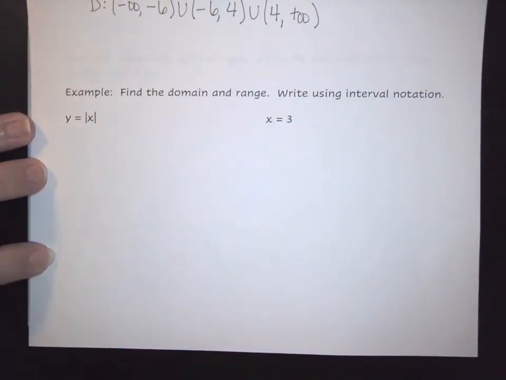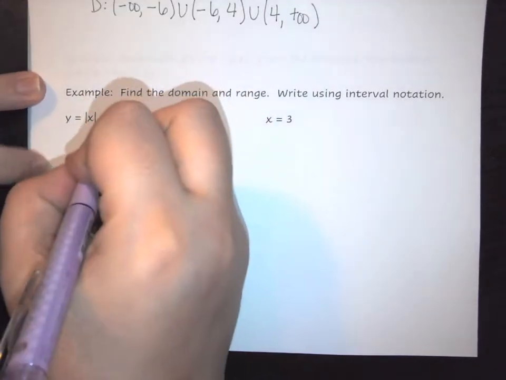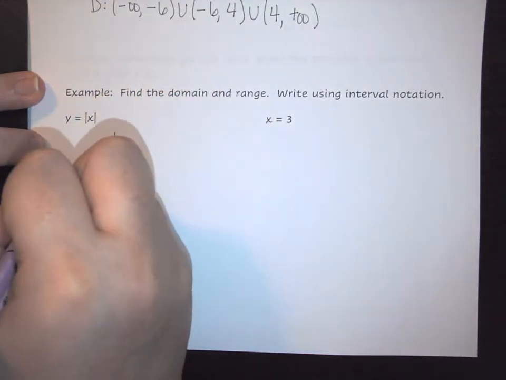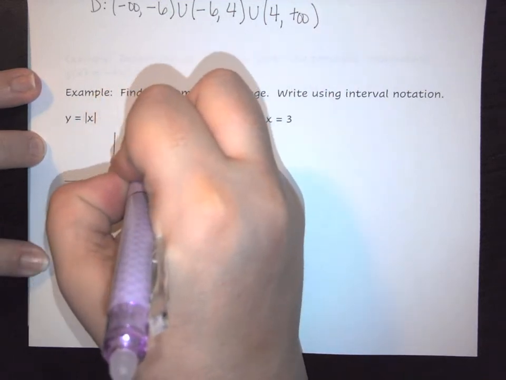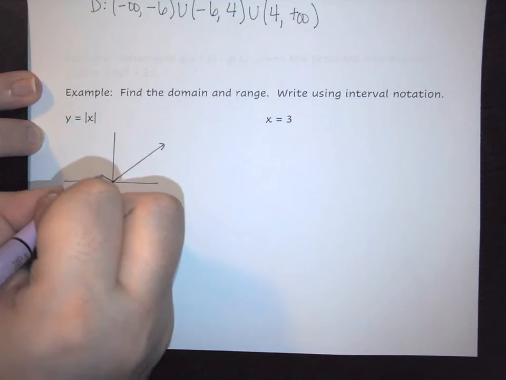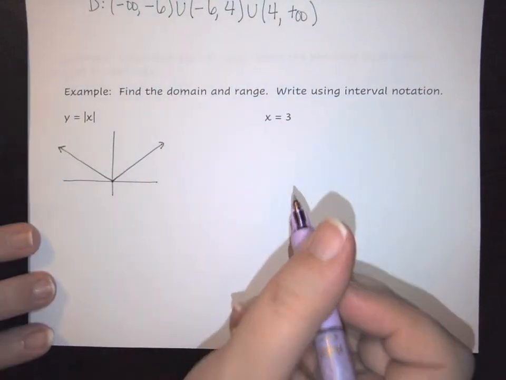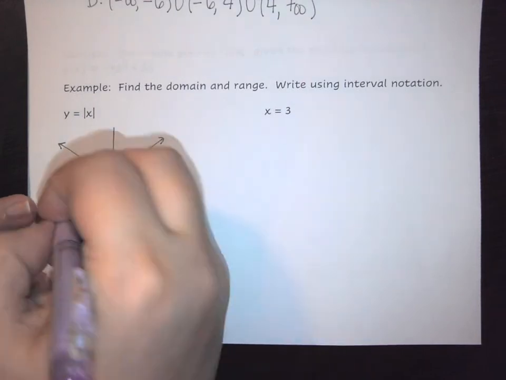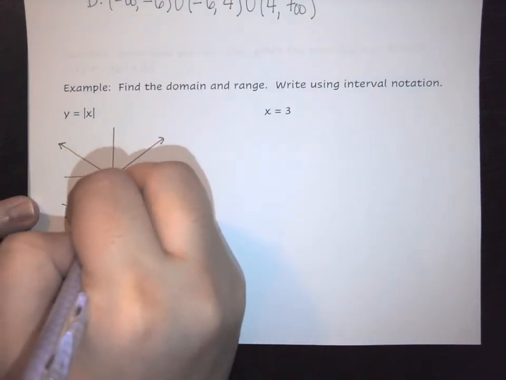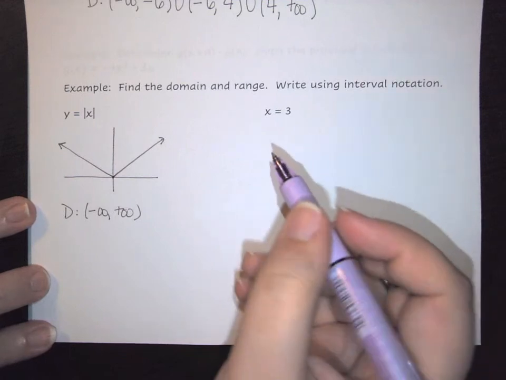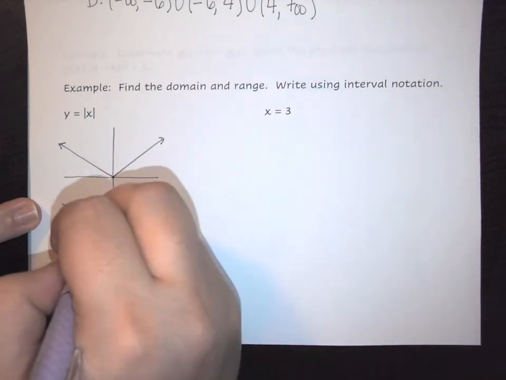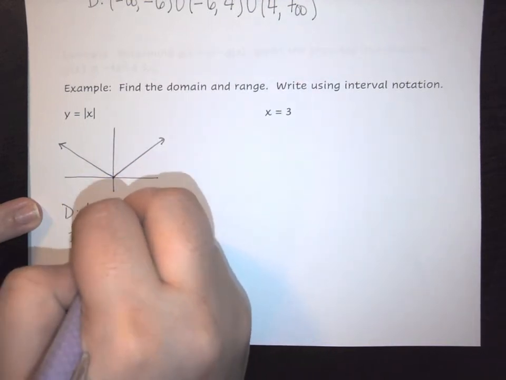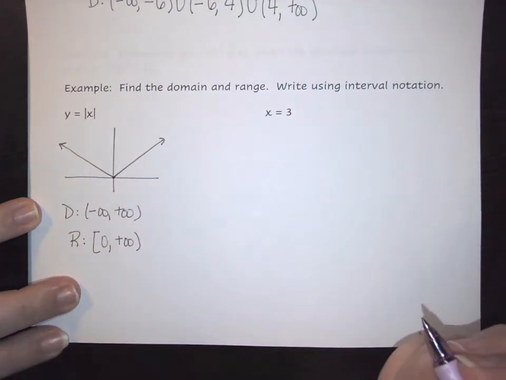Alright, here I have y equals the square root of x. So if you think about the way that looks graphically, if you were to look at its graph really quick, because we're a square root, we're going to start here at 0, and we're going to come out in both the positive and negative direction. So what you want to notice here is that my domain is going to be all real numbers. However, my range is going to be slightly different. Here we're going to start at 0 and travel on forever. So we've got 0 to positive infinity.